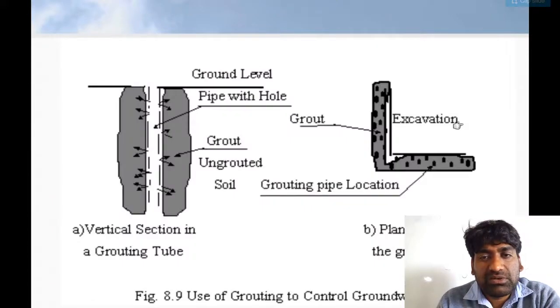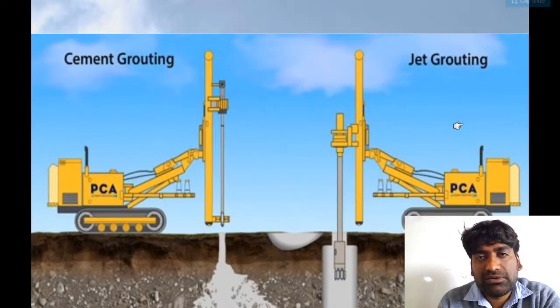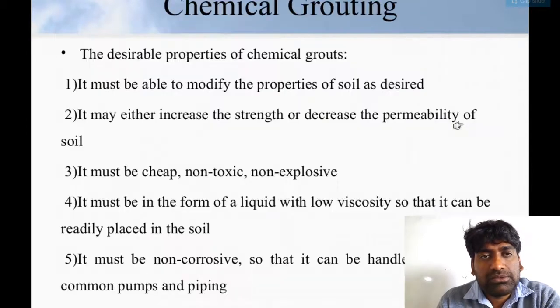So this is the way grouting is being done. You can see grouting on the soft soil. This is the actual way of doing jet grouting or cement grouting. In cement grouting, the materials commonly used are cement and water, cement rock flour and water, cement clay and water, cement clay, sand and water, asphalt, and clay and water, and chemicals. So chemical grouting can also be done.